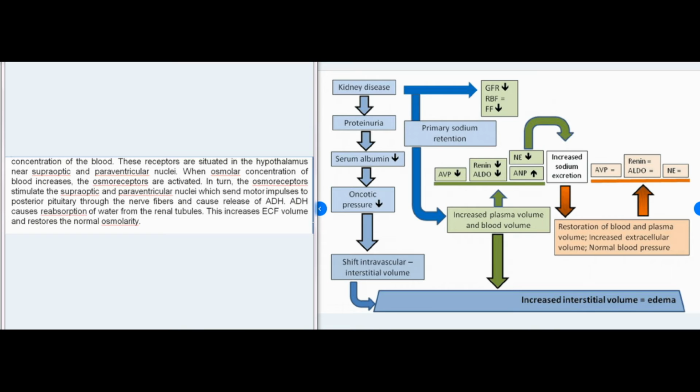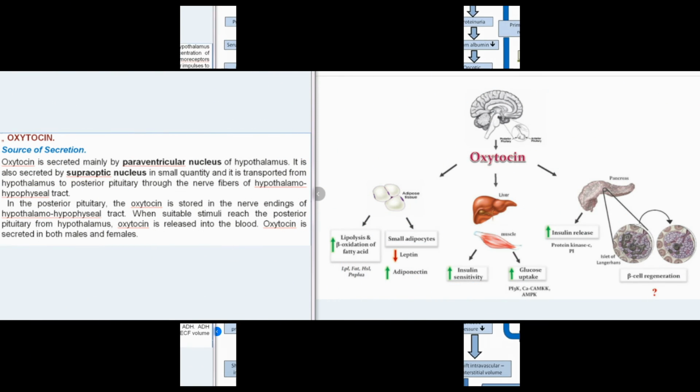When osmolar concentration of blood increases, the osmoreceptors are activated. In turn, the osmoreceptors stimulate the supraoptic and paraventricular nuclei which send motor impulses to posterior pituitary through the nerve fibers and cause release of ADH. ADH causes reabsorption of water from the renal tubules. This increases ECF volume and restores the normal osmolarity.